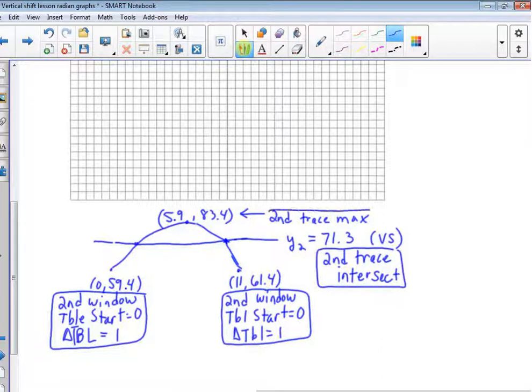I mean, you can look at all the points in the table as well, but the points in the table are not going to give you the max, or these key points. So this point here was 2.8, 71.3. And then this point here was 9.08, 71.3. So I have 1, 2, 3, 4, 5 key points to plot.